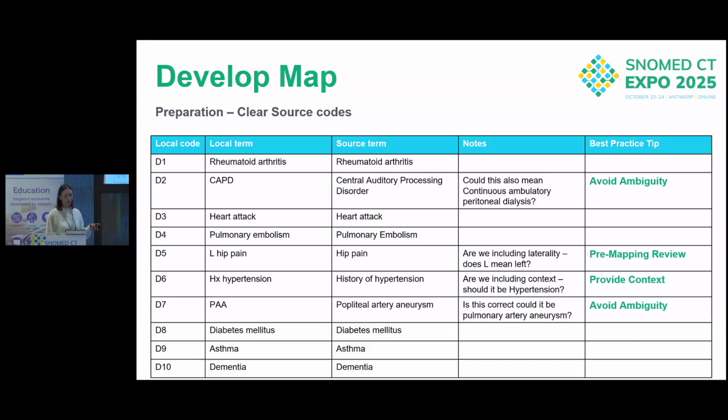Also, we've got here left hip pain. Are we including laterality? Or again, is that going to be something that's managed in the information model? You know, do you want those pre-coordinated terms? So similar to like the history of, so are you providing context? And again, we've got PAA there, which is like popliteal artery aneurysm. So is this correct again? Could it be pulmonary artery aneurysm? So you need to have those discussions sometimes to clear up your original source codes to be able to then map them efficiently.